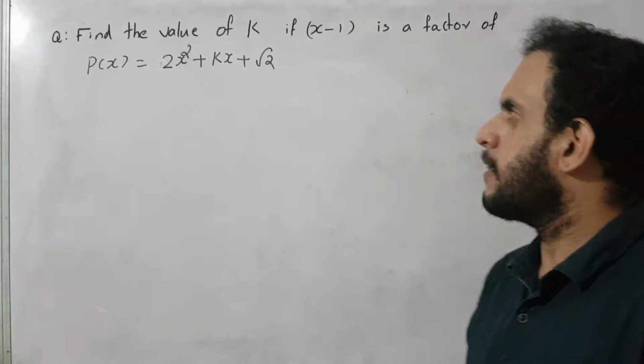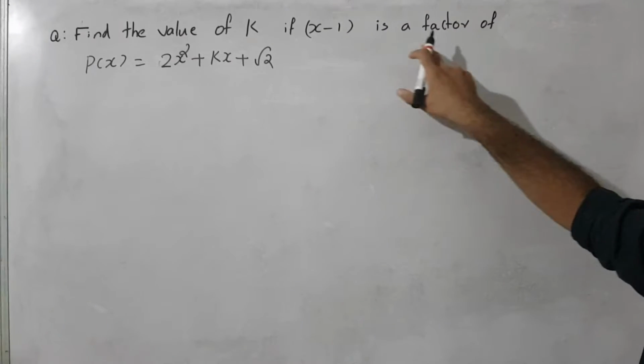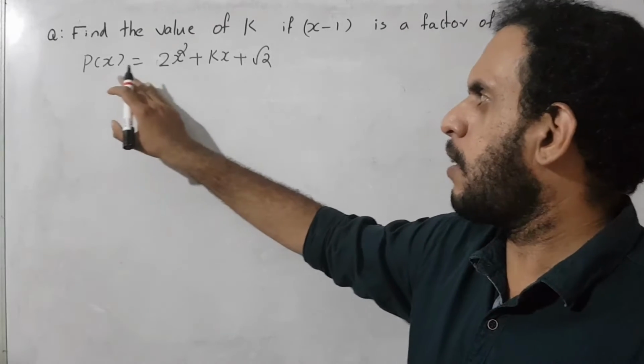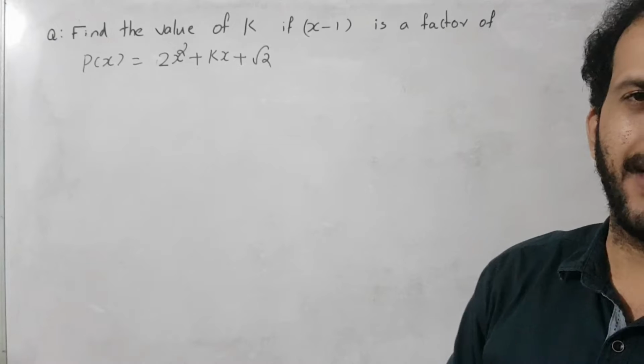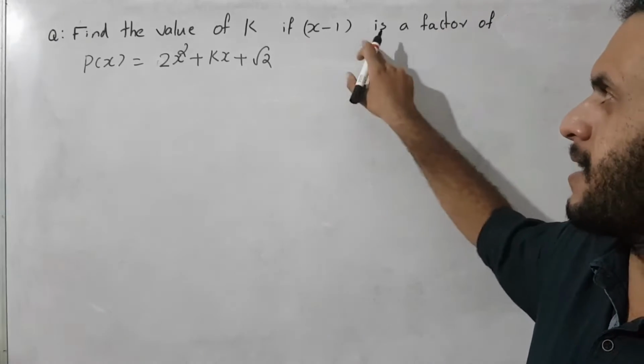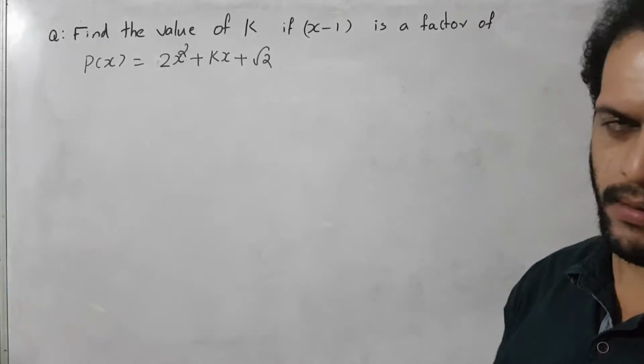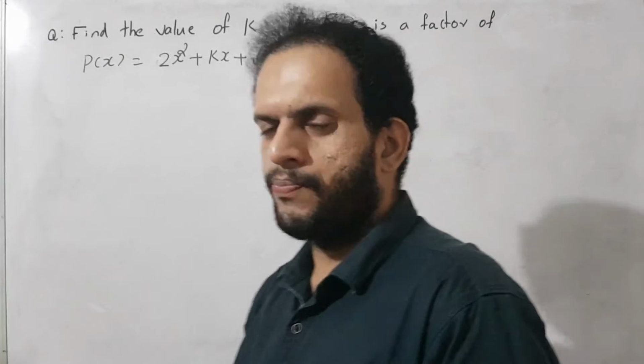One more question: find the value of k if x minus 1 is a factor of p of x is equal to 2x square plus kx plus root 2. Here also it is given directly what the factor is. x minus 1 is the factor of p of x. Okay, then how do we start?